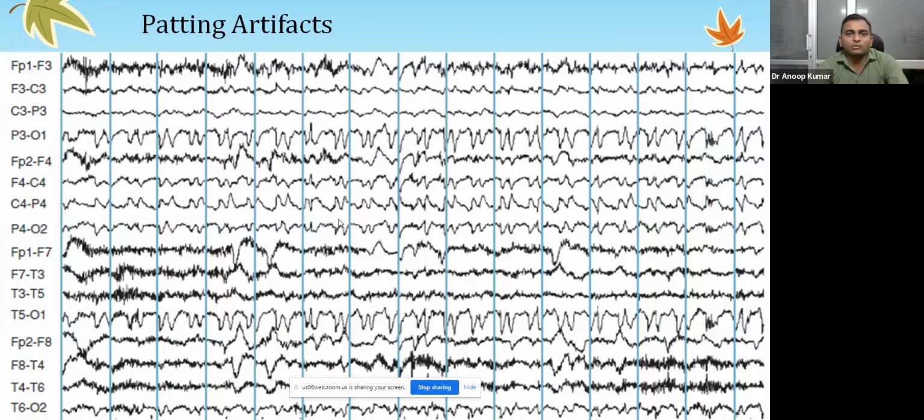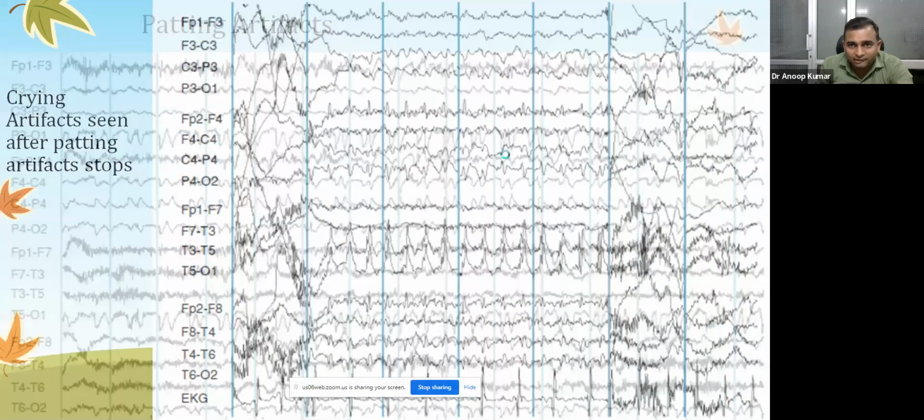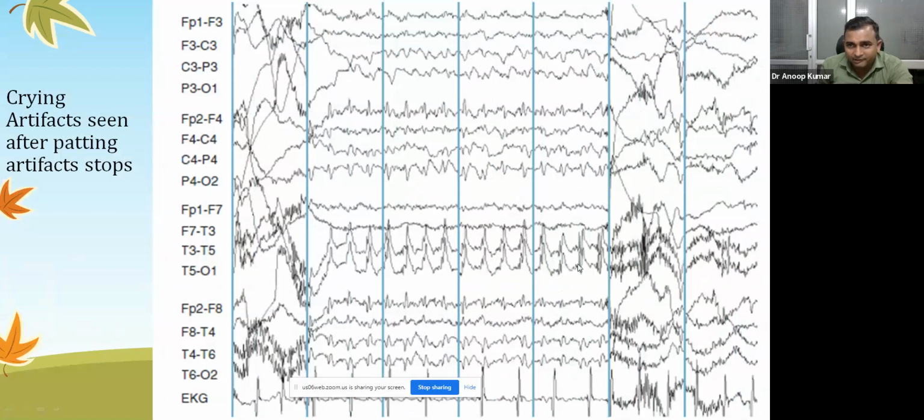So you can see the regular spike and wave pattern here, but these are not true spike and wave. These are the patting artifact when the mother pats the baby while doing an EEG. And you can see the regularly occurring interval. When the mother stops patting, the child starts crying, and then you can see the crying artifact in this slide.